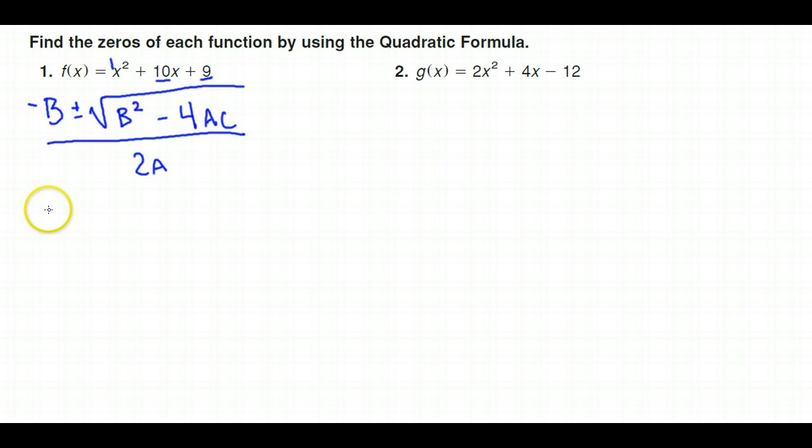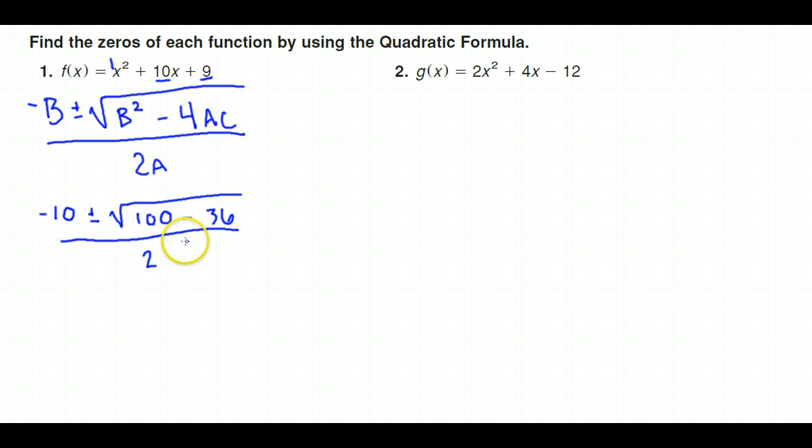So if we substitute these values in, you get negative 10 plus or minus the square root of 10 squared, which is 100, minus 4 times 1 times 9. 4 times 1 times 9 is 36. All over 2a, which is 2 times 1.